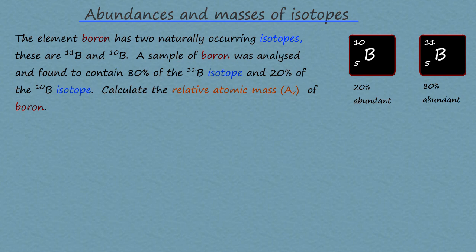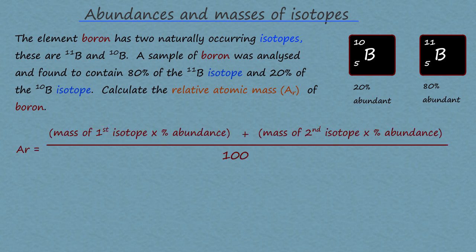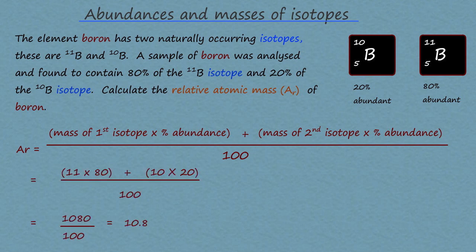Now, to calculate the relative atomic mass of boron, or the average mass taking into account the abundance, use the formula shown on screen. Here, the mass of each isotope is simply multiplied by its percentage abundance, and the result is then divided by 100. If you work out this sum, it will give a relative atomic mass of boron of 10.8.